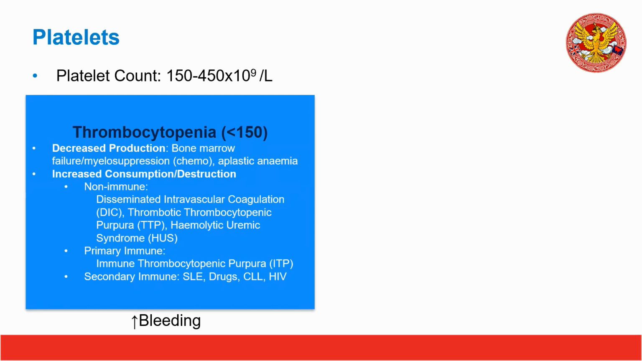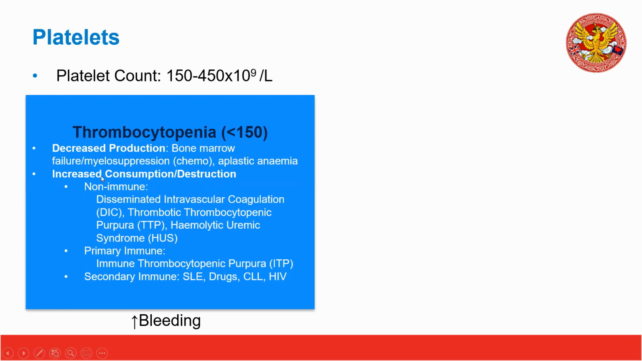In terms of decreased production, that is very similar to what we saw earlier. So bone marrow failure or chemotherapy can reduce the normal production of platelets, and therefore you get a low platelet count. Aplastic anemia essentially is, again, one that can cause a low platelet count. So it's not that you get anemia as a result. Essentially it's bone marrow failure.